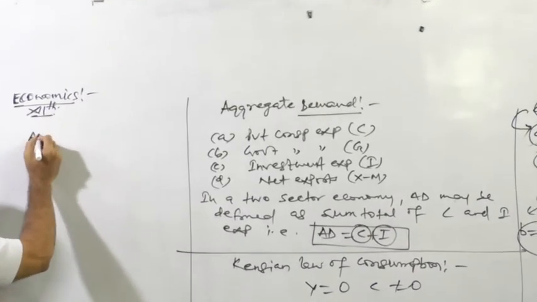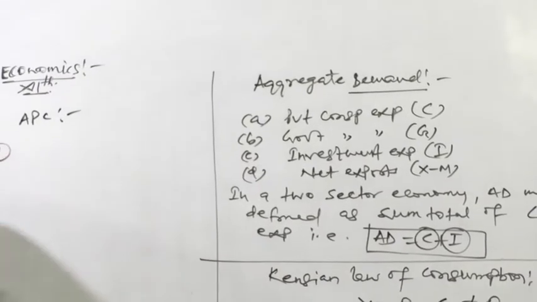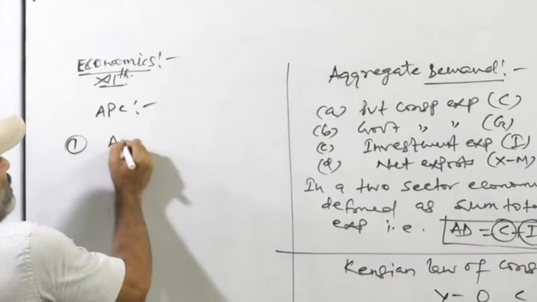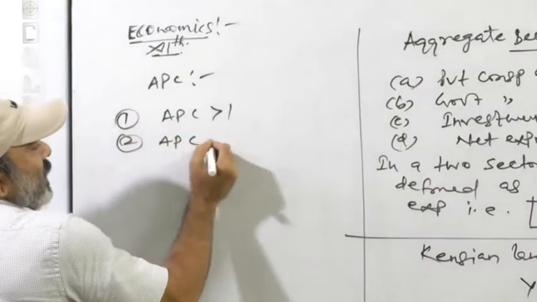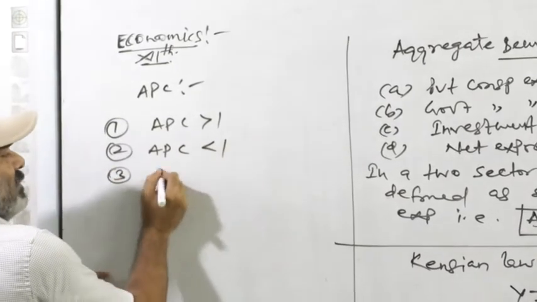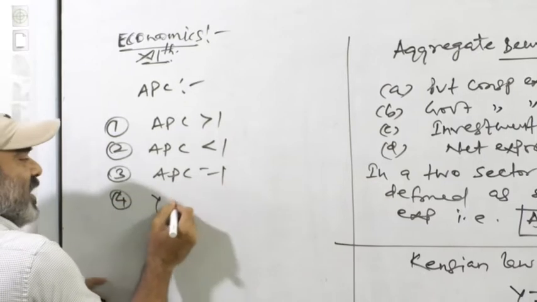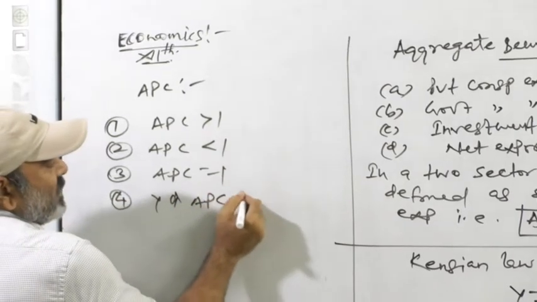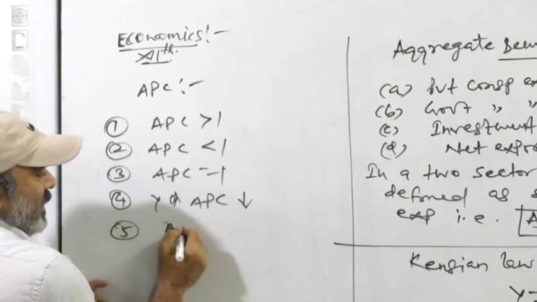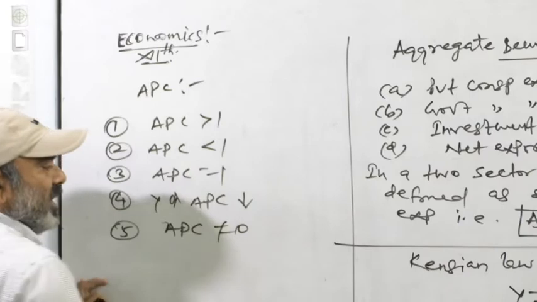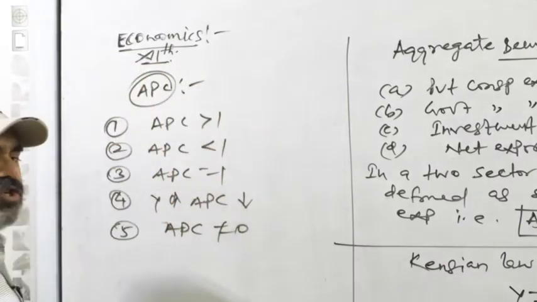APC, features of APC. What may be the features of APC? See, what are the possibilities I am telling you? APC may be greater than 1, APC may be less than 1, APC may be equal to 1, and as income increases, APC decreases. And point to be noted that APC can never be equal to 0. So these are the features of average propensity to consume.